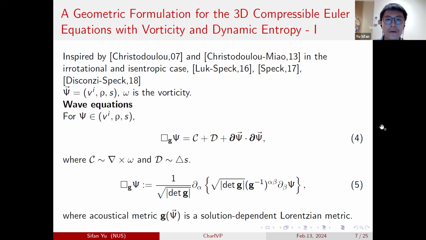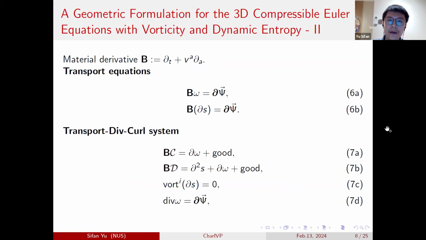Luckily, it turns out that we have one. If you look at equation 7, it tells you that C and D satisfy a good transport system. You need a closed transport system for vorticity and entropy gradient to close the argument, but this is not the main point that I want to talk about today.